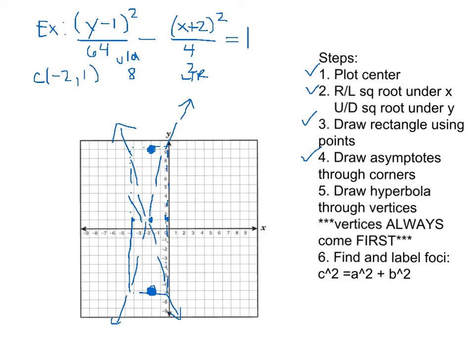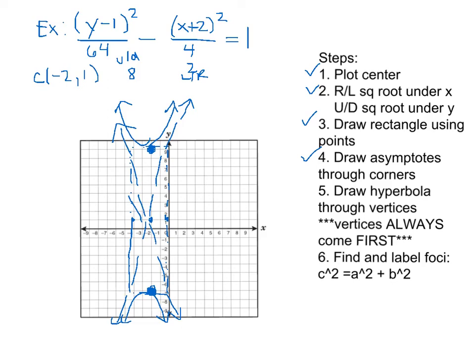Now we want to draw the hyperbola through the vertices. Remember, the vertices always come first. We drew them as fatter dots, so we would remember. We're going to go up with our hyperbola, again because y came first, and down with our hyperbola. And there you have your beautiful graph. As you draw these on paper with a pencil, you'll do that rectangle box a little bit softer, so the things that stand out are those asymptotes and the hyperbola itself.